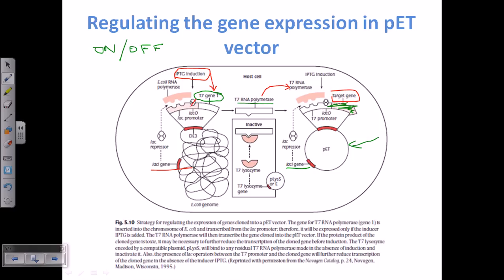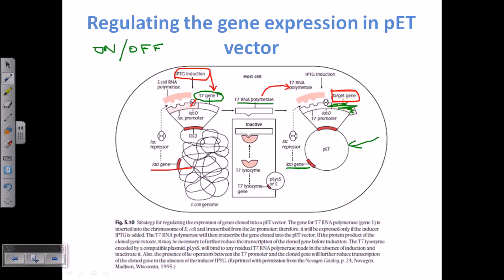the repressor is going to fall away, and E. coli RNA polymerase can sit onto the promoter. It will start transcribing the T7 gene, and it will start translating it, and soon we get the accumulation of the T7 RNA polymerase inside this E. coli cell. Okay, now this T7 RNA polymerase can go and sit onto the T7 promoter, which is present in the pET vector.